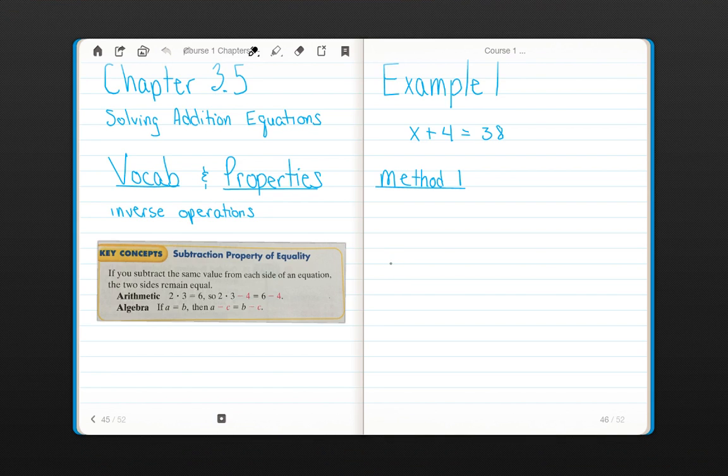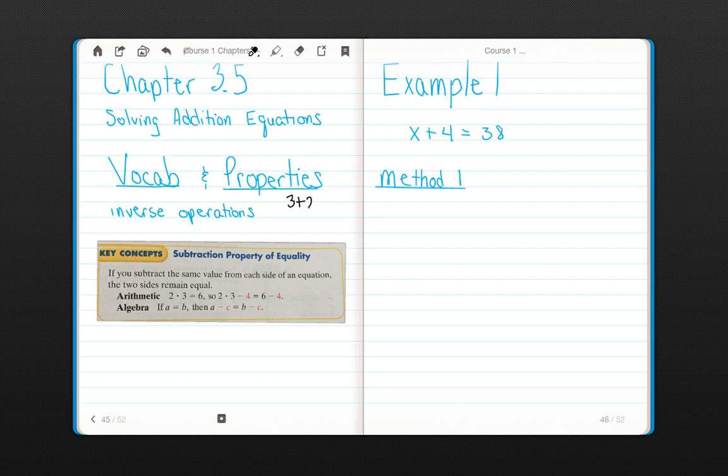Chapter 3.5, Solving Addition Equations. So the vocabulary for today is inverse operations. Inverse operations are operations that simply undo each other. For example, addition and subtraction.